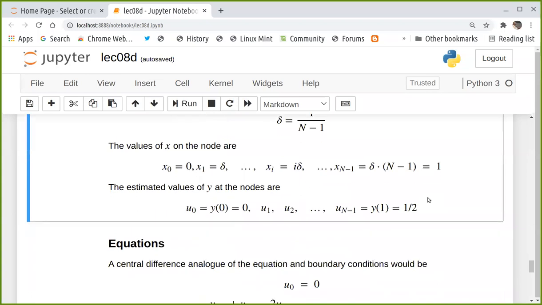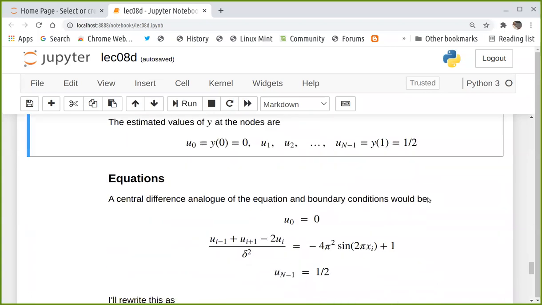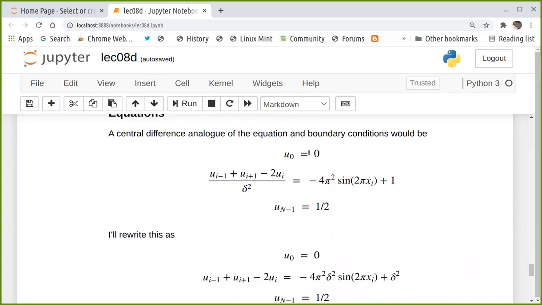Okay. So now how do we set this up? So u0 equals 0. Then the second derivative at the node which has x value xi is approximated as u i minus 1 plus u i plus 1 minus twice u i, over delta squared. That's my approximation for the second derivative at the ith node.